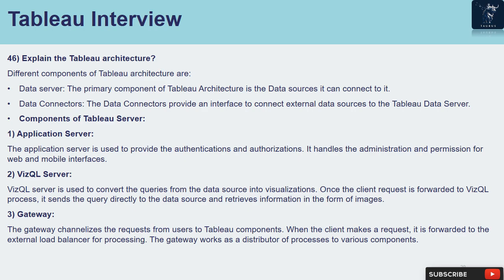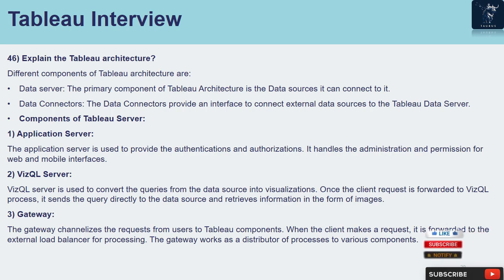46. Explain the Tableau architecture. Different components of Tableau architecture are: Data server. The primary component of Tableau architecture is the data sources it can connect to. Data connectors. The data connectors provide an interface to connect external data sources to the Tableau data server. Components of Tableau server. 1. Application server. The application server is used to provide the authentications and authorizations. It handles the administration and permission for web and mobile interfaces.